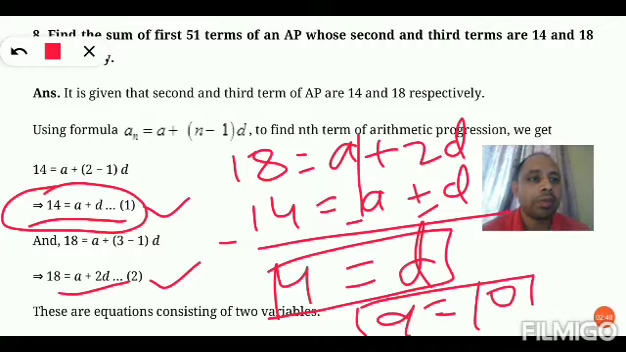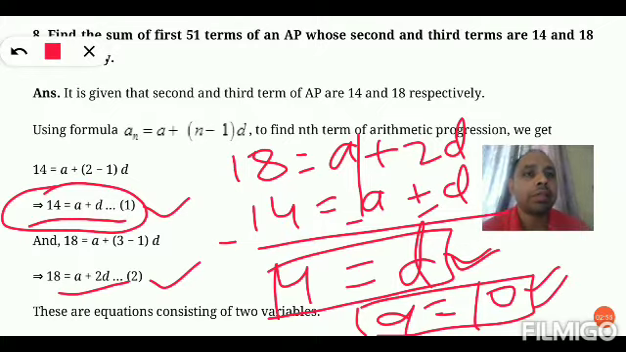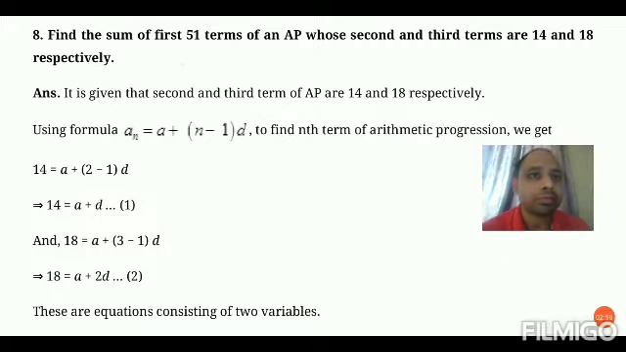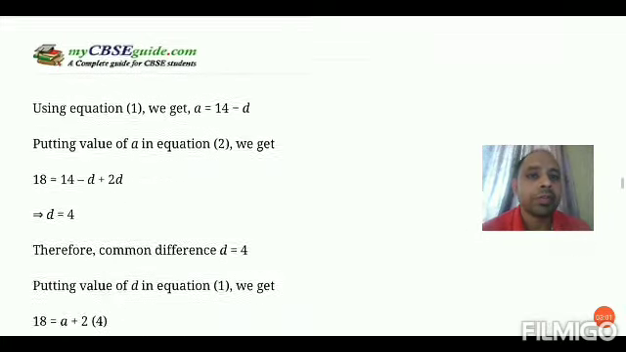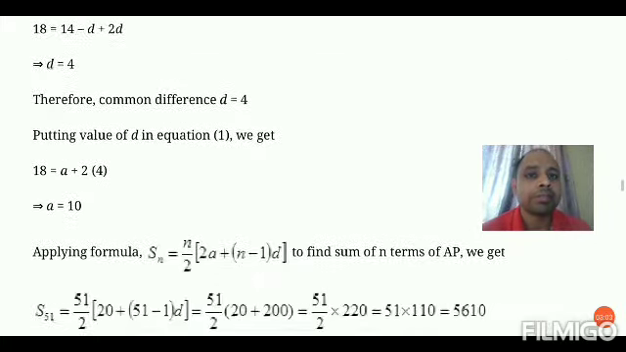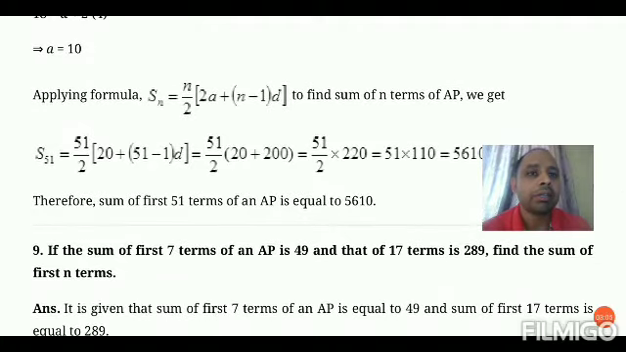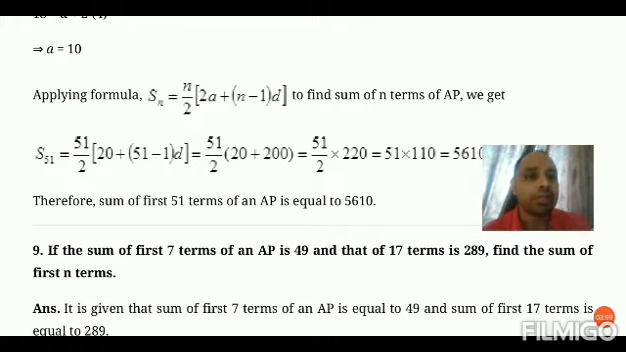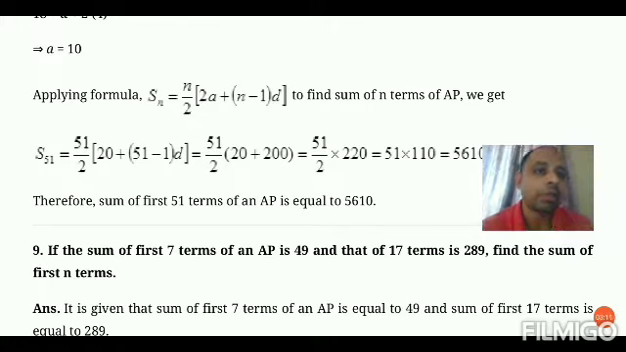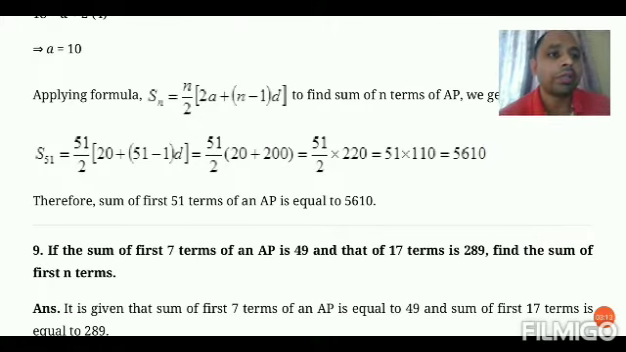Now we have the value of a, the value of d, and the value of n as 51. Now substitute the values and find S51. Therefore S51 can be written as 51 divided by 2 in the bracket 2 into 10 plus 50 into 4. Therefore 51 by 2 into 220, and the value of S51 is 5610.